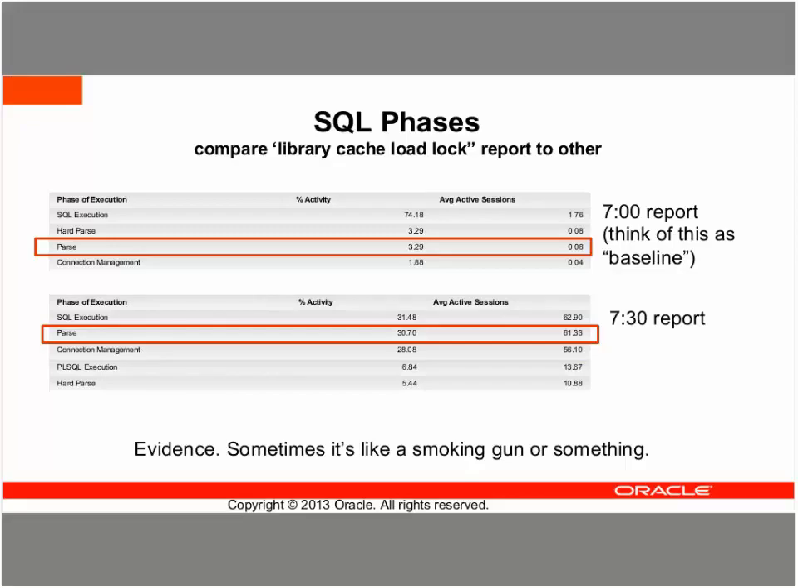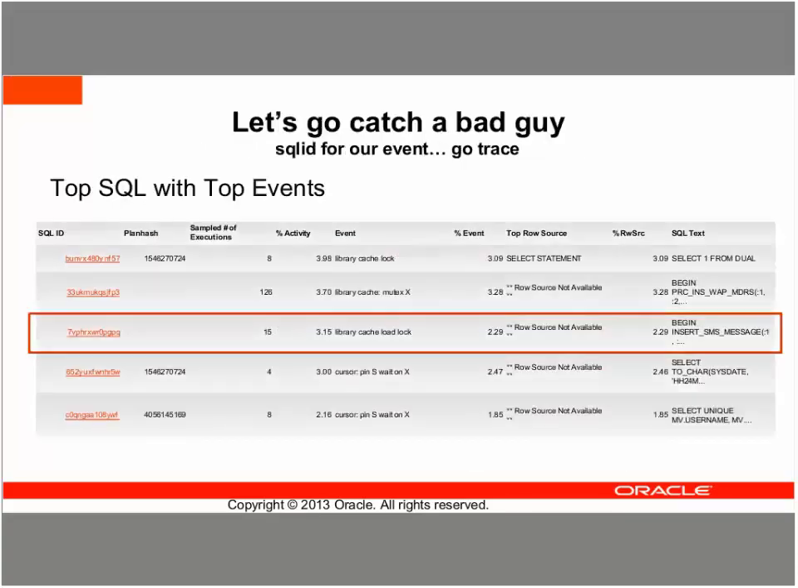Suddenly now in the 7:30 report, where a problem occurs, parse jumps up to be a very busy event. That again gives us another way of determining what our problem is. It informs us, yes, and in fact it is a parse event going on here. Okay, so we see two different views of the same thing to verify our suspicions.